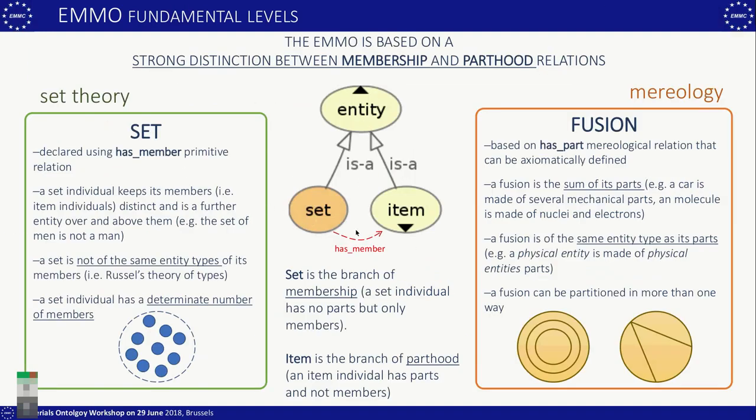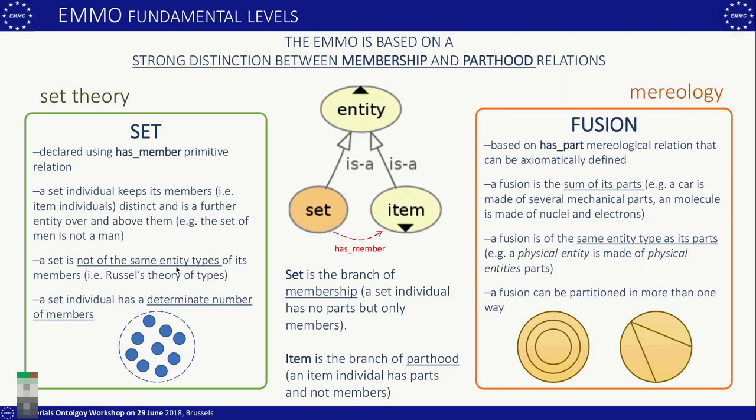So by separating set and item, we clearly distinguish between the membership set theory and the mereology, the mereological theory of fusion. A set is declared using the member primitive relation. So a set of individuals keeps its membership distinct and is a further entity over and above them. The set of men is not a man itself. A set of human beings is not a human being, is not an individual of this class.